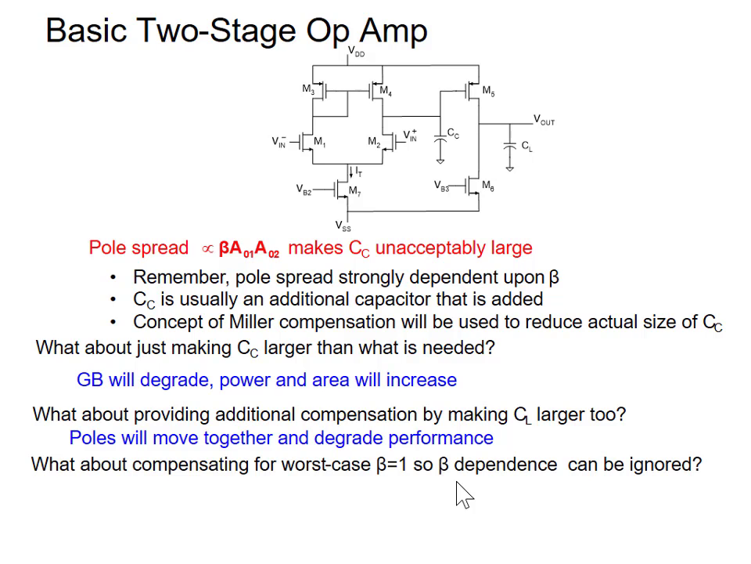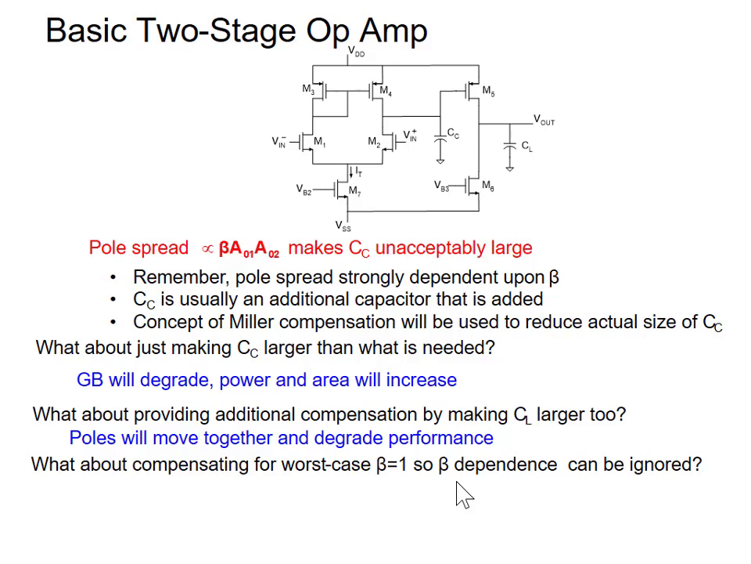What about compensating for a worst case beta equals 1 so we can forget about the beta dependence? Power efficiency. If you compensate for beta equals 1 and you only need to work for beta of 0.1, you're going to have way more power spent than you need. It'll certainly work great for beta of 0.1, but at the expense of too much area and too much power.